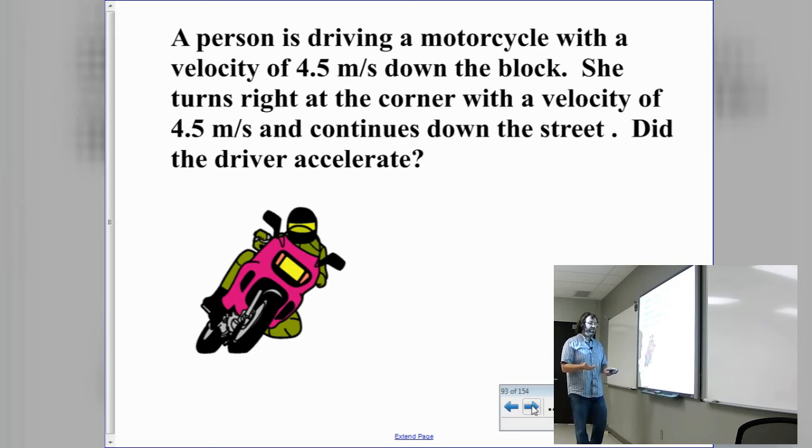Yes, the driver did. And like I said in the last slide, it's all because of acceleration being a vector quantity and having a direction that is associated with it. This motorcycle changed direction, so that motorcycle did accelerate. Okay, so again, acceleration is a vector quantity.